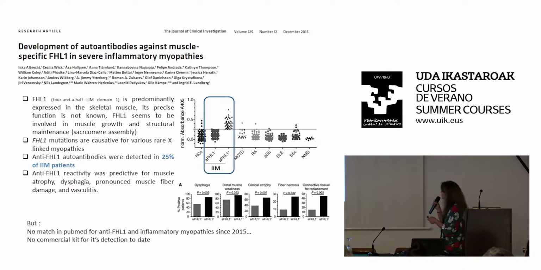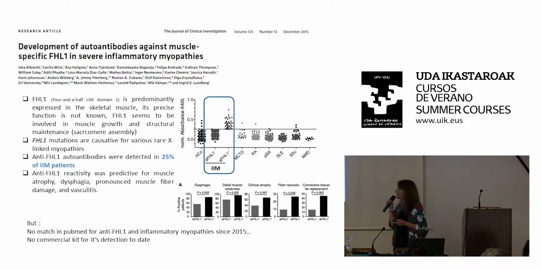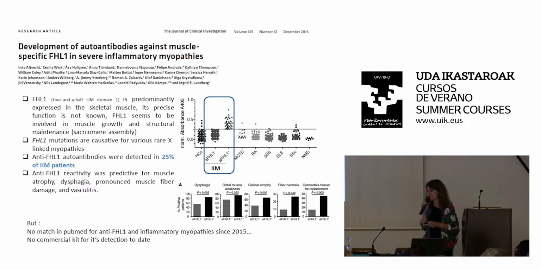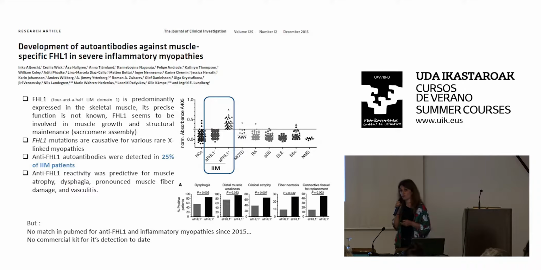Recently, in 2015, new autoantibodies in severe inflammatory myopathy have been described. The anti-FHL1 autoantibody, as you can see here in this population of inflammatory myositis patients, near a quarter of those patients presented this autoantibody, and the target is a muscle-specific target.